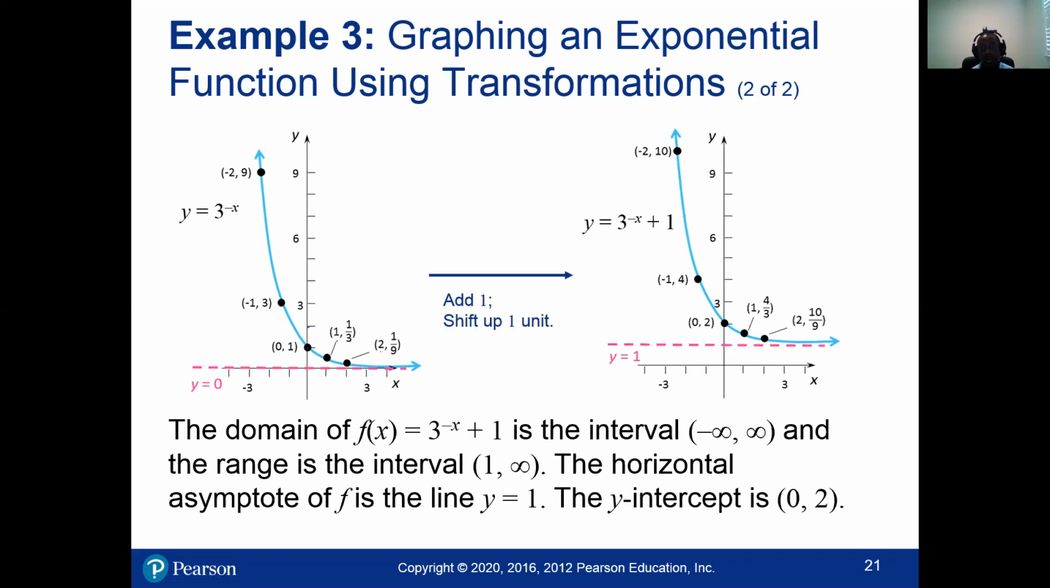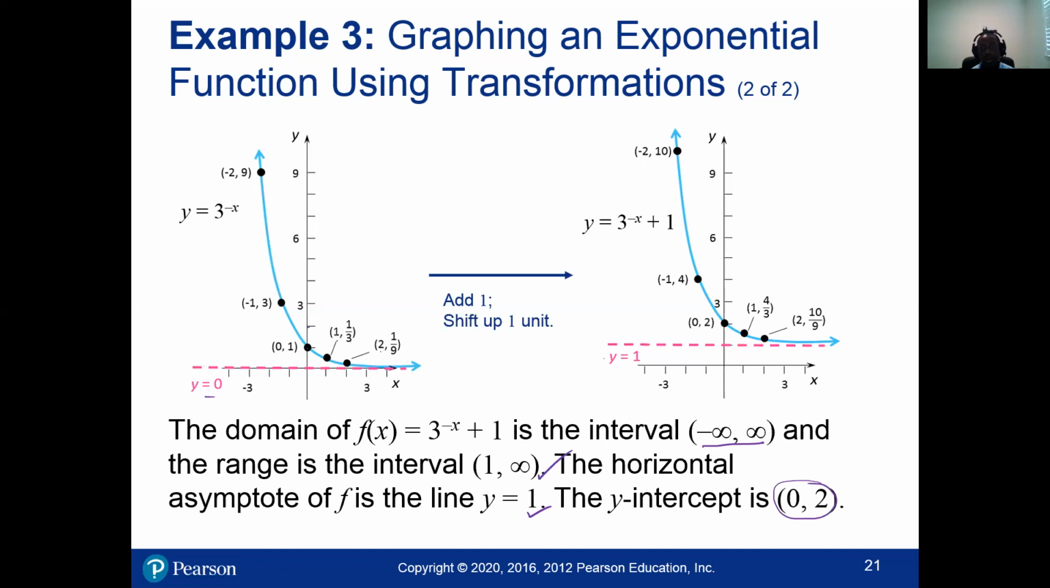Now from this graph, what is my domain? It's still all real numbers. My range is what? This is from 1, because now the horizontal asymptote is not 0. It is y equal to 1. So the range is from 1 to positive infinity. That's my horizontal asymptote, the line y is equal to 1. And then the y-intercept is 0, 2, because everything shifted up by 1.